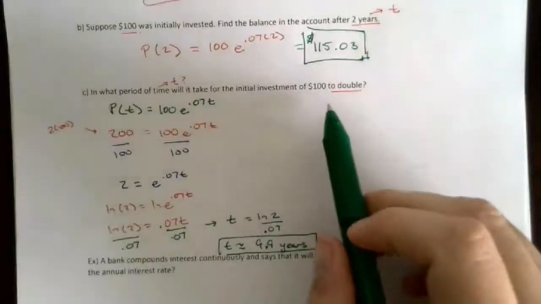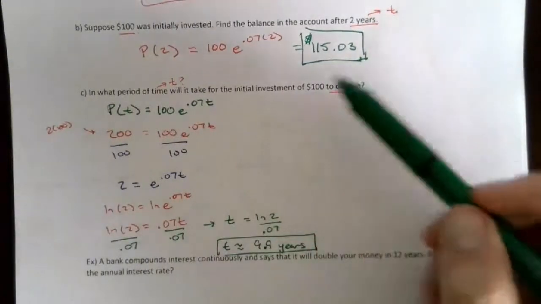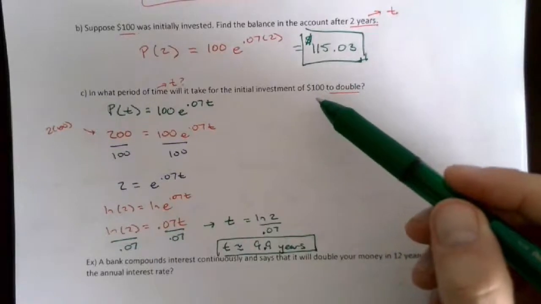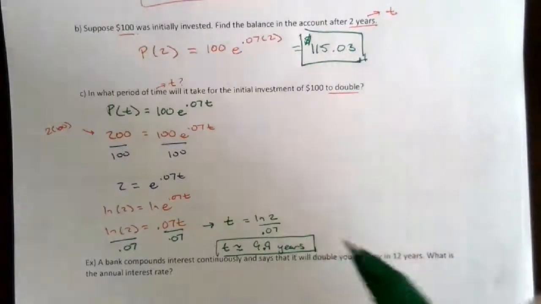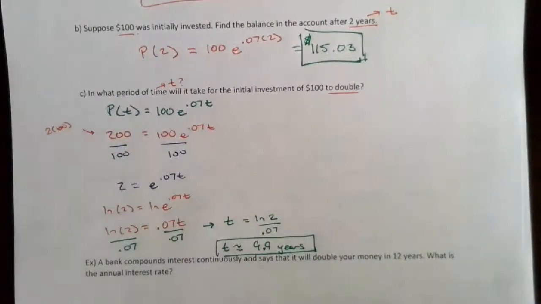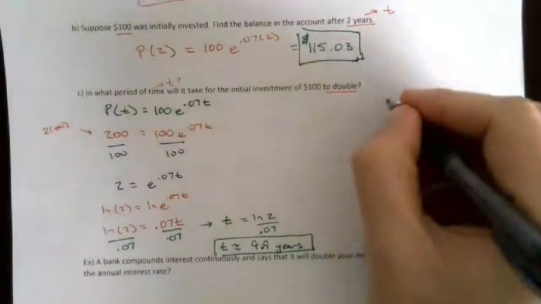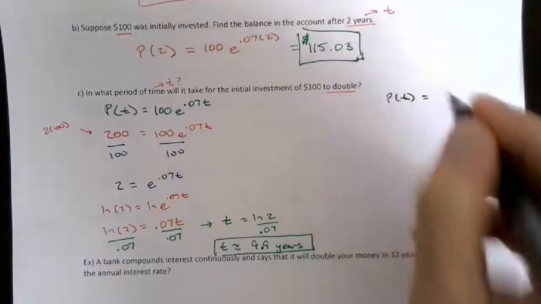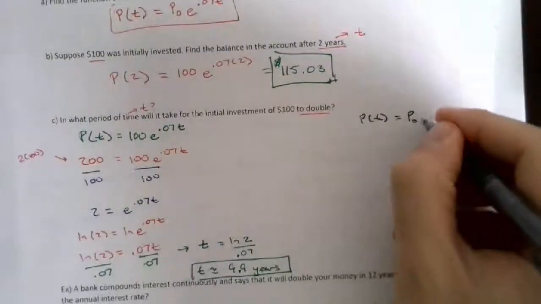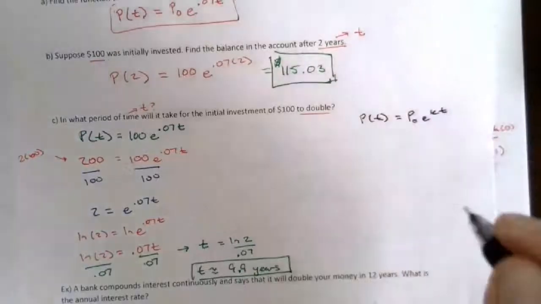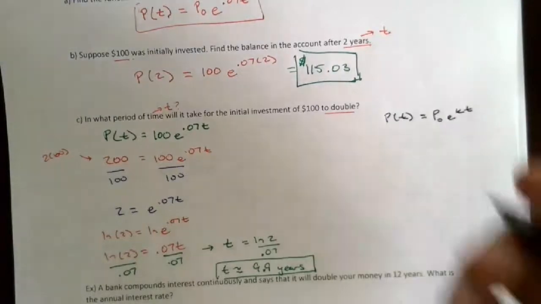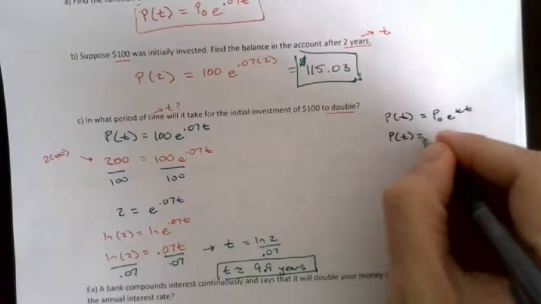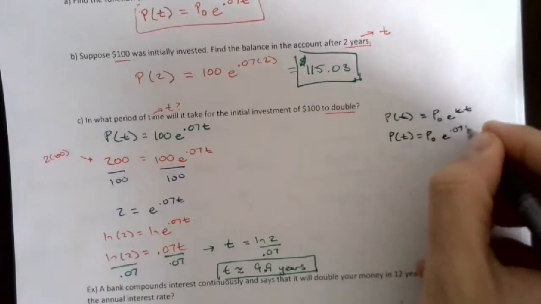Now, this said the initial investment of $100 would double. This actually wouldn't matter what the initial amount is. You could say this for any initial amount, and to double it would still be 9.9 years. Let me show you why. Suppose I didn't know how much was in here, so I just called this P of t equals P0 e to the kt. In our case, we know k is 0.07, so we would have P of t equals P0 e to the 0.07t power.